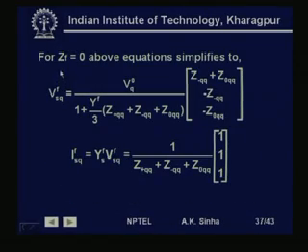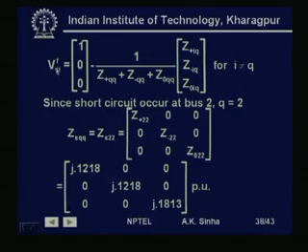So, this is what we are going to get for ZF equal to 0. Since we are assuming ZF to be 0, that is the bolted fault, the above equations will simplify like this. So, IFSQ is equal to YFS into VFSQ, which comes out to be this much. So, we have got VFSI in terms of Z's like this.